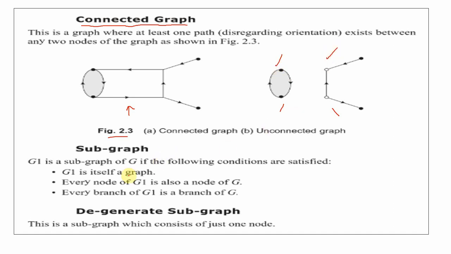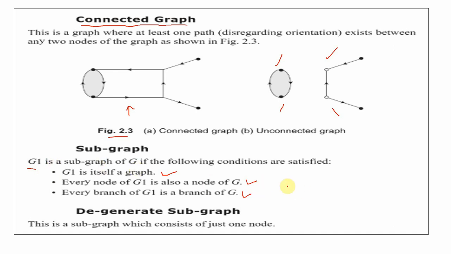Okay. Now the subgraph, there are conditions. If those conditions are satisfied, then we can say that it is a subgraph. So G1 is a subgraph of G if the following conditions are satisfied, right? First, G1 is itself a graph. Every node of G1 is also a node of G. Next, every branch of G1 is a branch of G. If these three conditions are satisfied, then we can say that G1 is a subgraph of G.